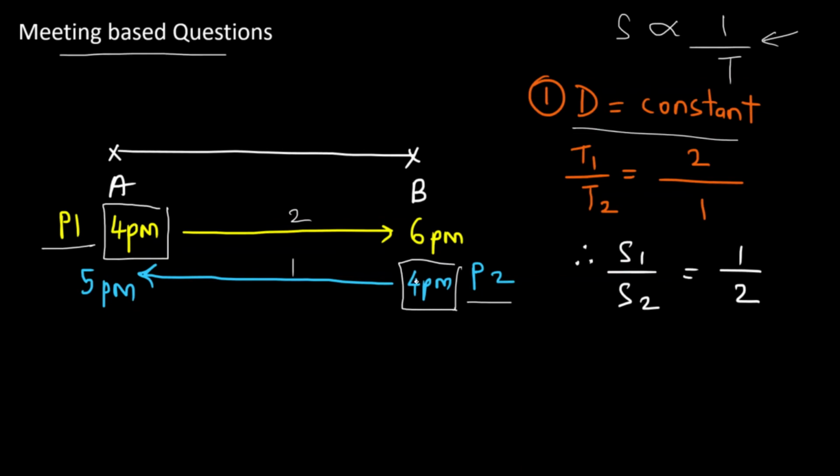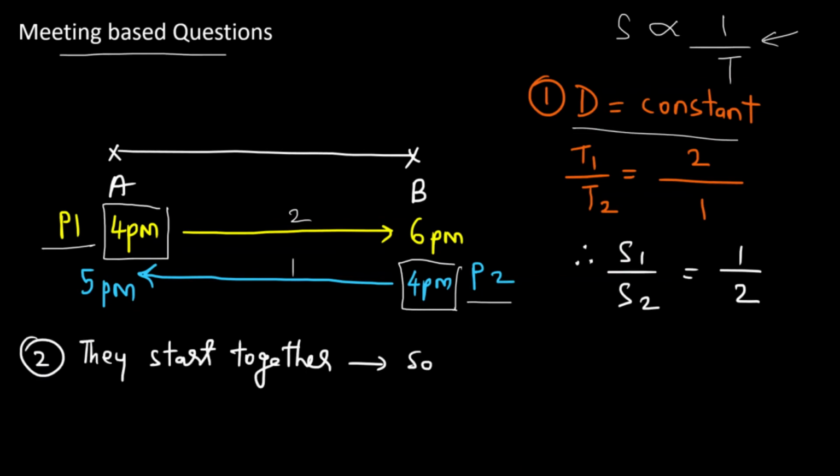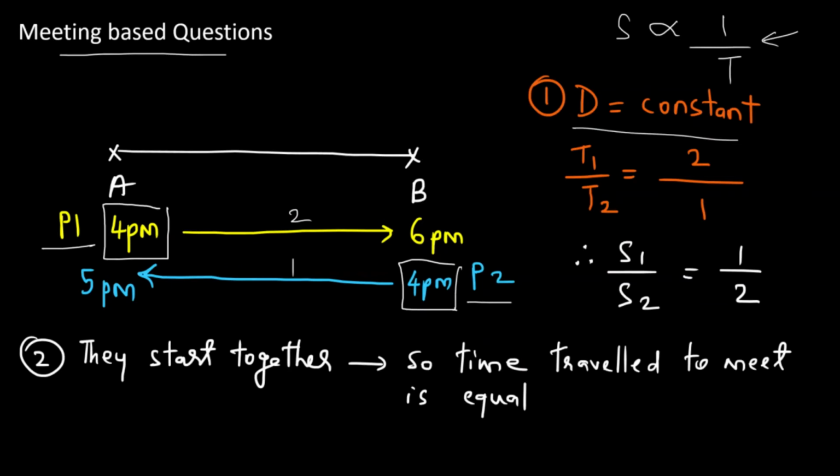Because these two people start at the same time, the time traveled to meet will be equal. That is, say for example, I'm just taking an example, say they are meeting at 4:30. Let's assume that. So in that case, you can see that A is traveling from 4 p.m. to 4:30 p.m. That is half an hour, right? Similarly, the person who's traveling from point B is also starting at 4 p.m. and meeting at 4:30. So this person also is traveling half an hour. So in this manner, you can see that time traveled by both the persons will be equal.